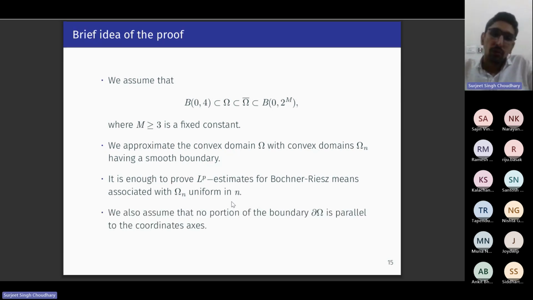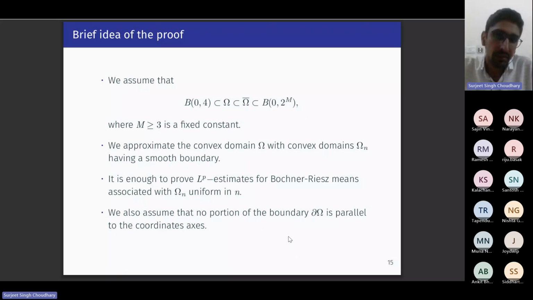And we will also assume one more condition, that no portion of the boundary del omega is parallel to a coordinate axis. Now, this instance can only occur 4 times because we have a convex domain. So we will have one side parallel to the x-axis above and one below the x-axis, and similarly along the y-axis. So we'll have only 4.